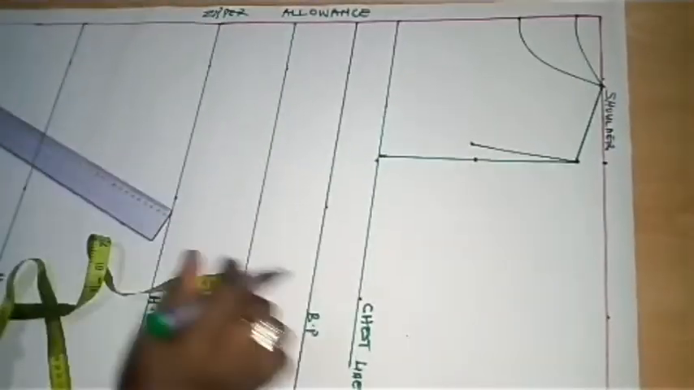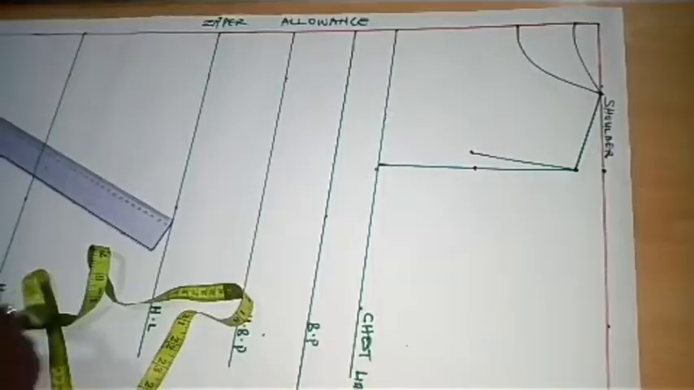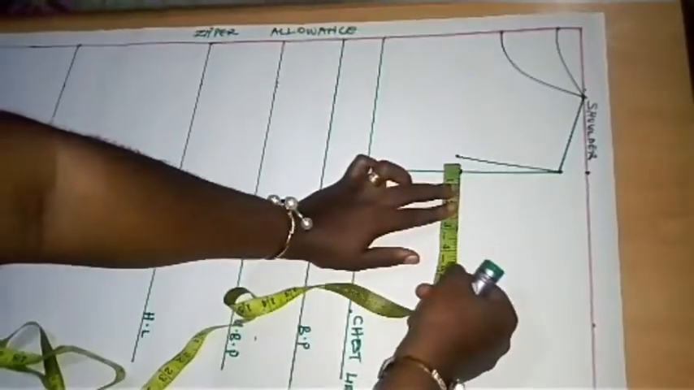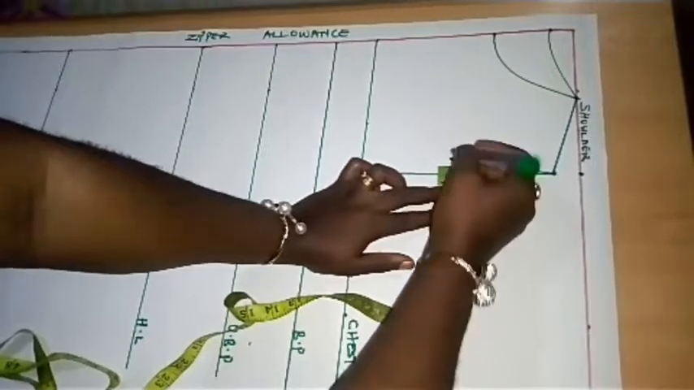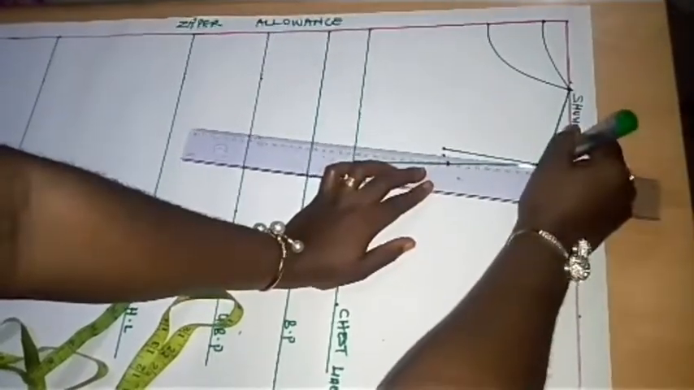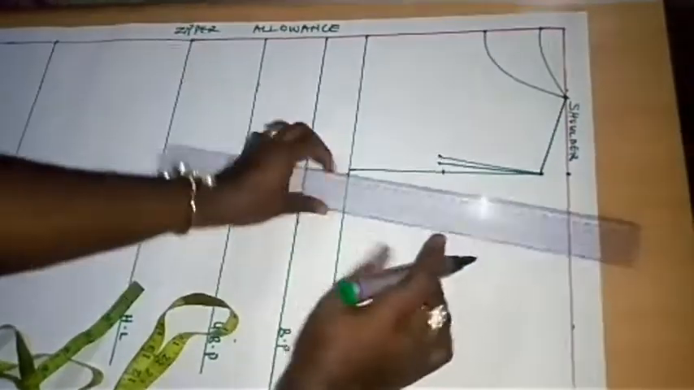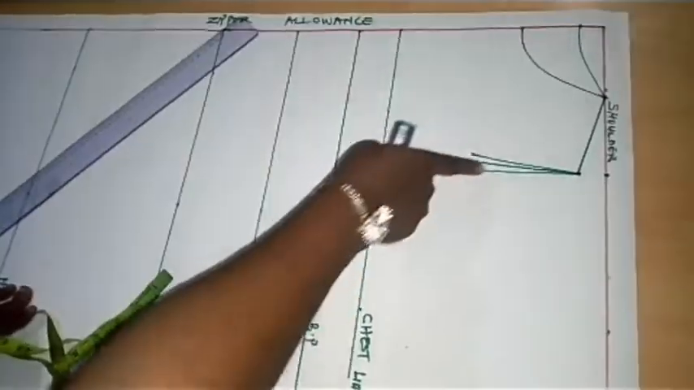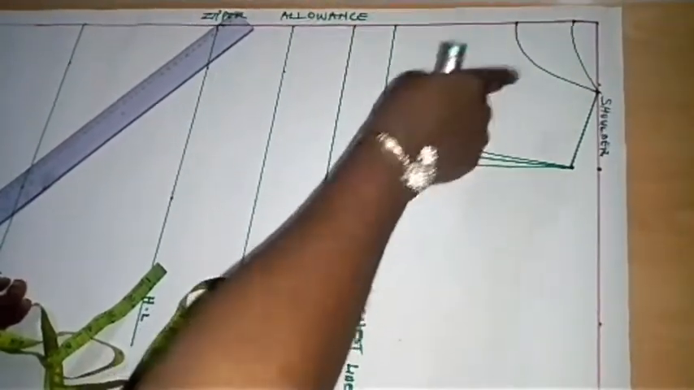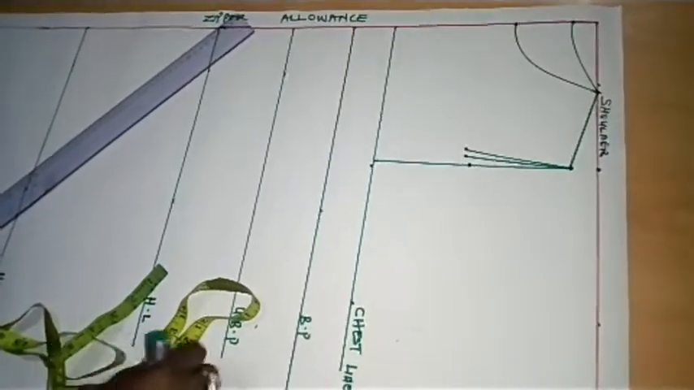Now remember, I'm drafting both the back and the front together. So for the front I'm taking 0.5. This is my 0.5 for the back, and I'll still connect it back to this point. So don't be confused. This is your back and this is your front. I'll cut the back first before the front after this drafting.